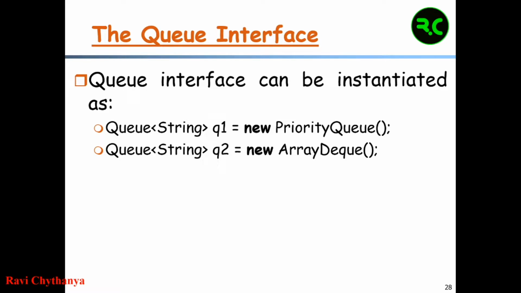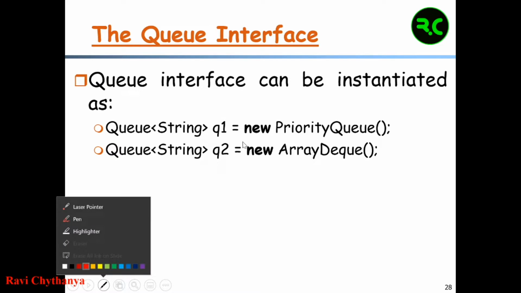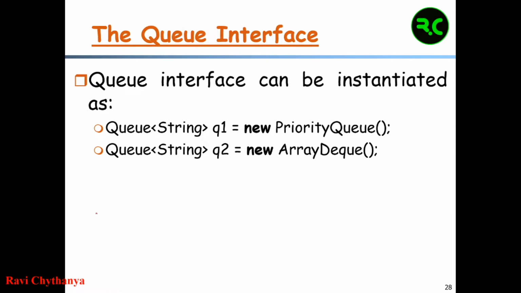So the Queue interface can be instantiated as Queue, specifying the type of the data I want to hold here, String, and the object of the Queue interface. And here I'm not going to write Queue, but instead I'm going to have a PriorityQueue or ArrayDeque or Deque, whatever it may be. And today we are going to look at the PriorityQueue and ArrayDeque here.